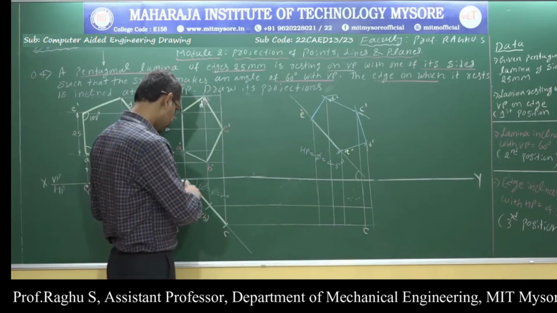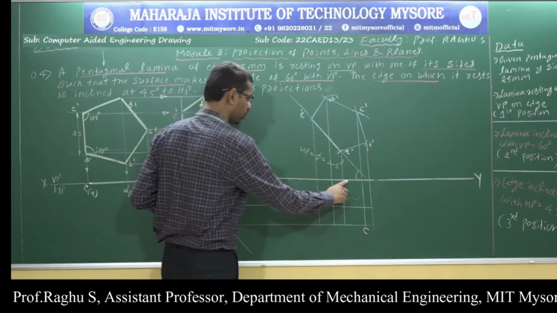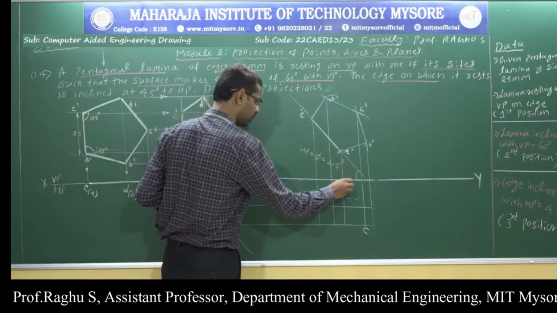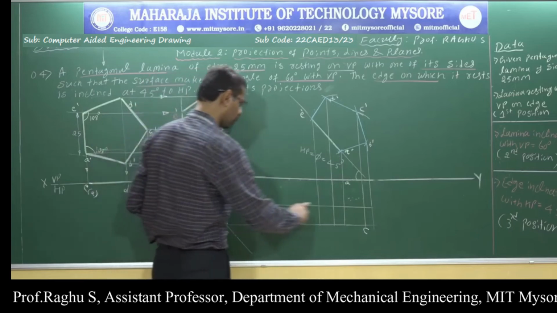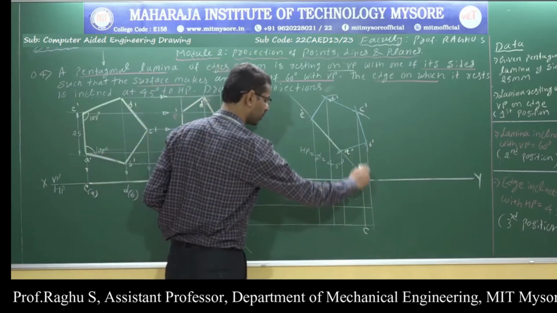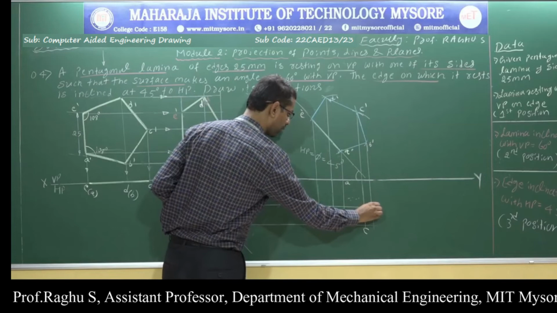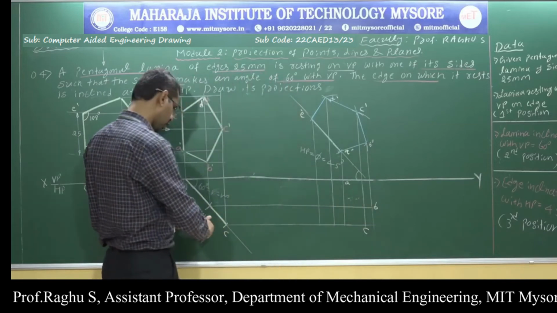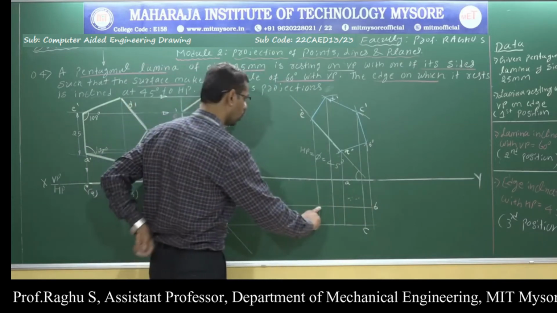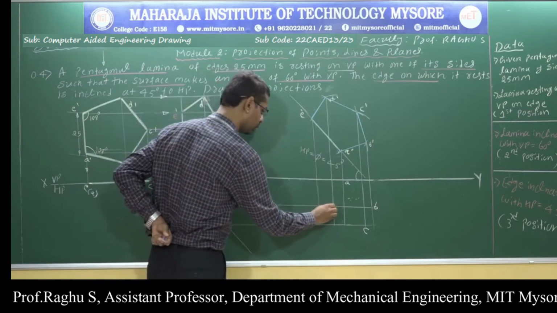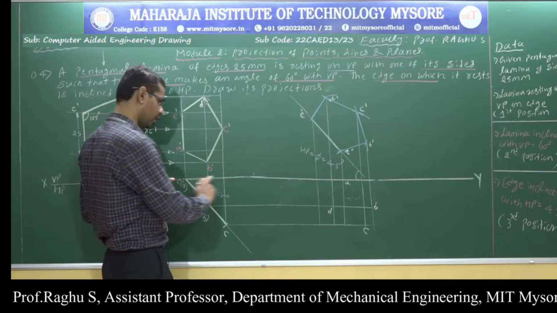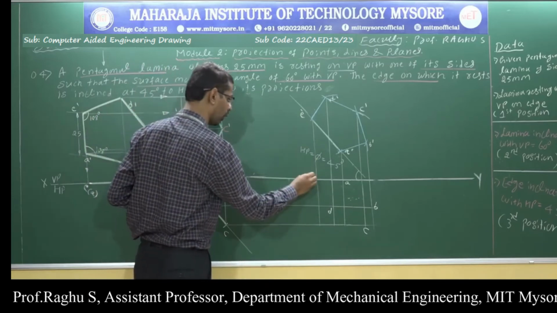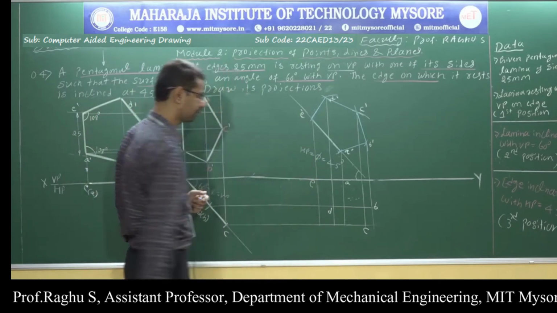Similarly, this is the horizontal projection of point A. So where is the vertical projection? This is the vertical projection. So this is point A. So this is the horizontal projection of point B. So this is the vertical projection of point B. So this is point B. So this is the horizontal projection of point D. So vertical projection of point D. So this is point D. So this is the horizontal projection of point E, and this is the vertical projection of point E, and this is point E.